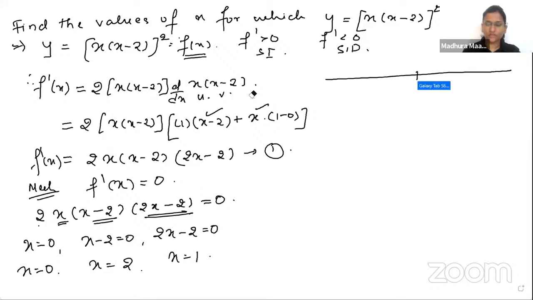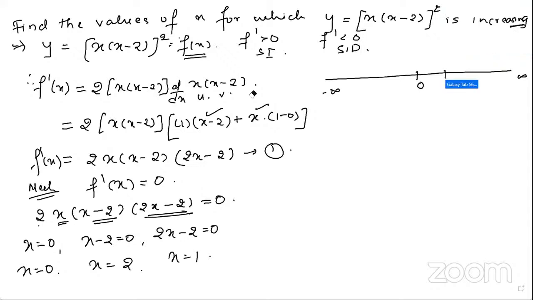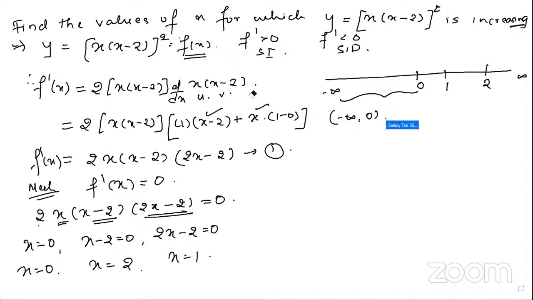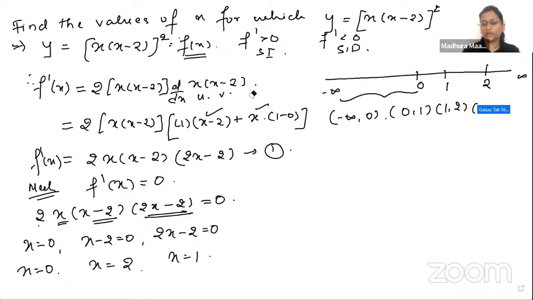Okay. So tell me what are the factors now? So what are the values of x? First one, it is 0. Then 1. Then it is 2. Correct? So what are your intervals? First interval is minus infinity to 0. Then 0 to 1. Then 1 to 2. And then 2 to infinity. Is this correct? Yes, ma'am. Okay. So now I have to start again.